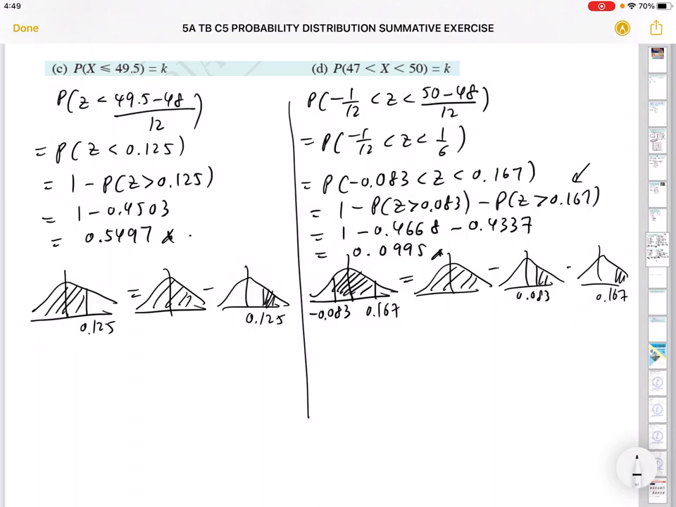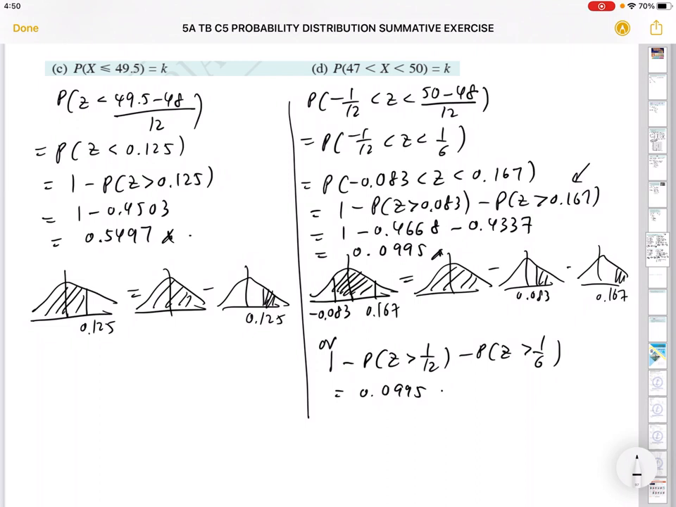But if you use this, 1 minus bz more than 1 over 12, if I leave it as a fraction, then your answer might be a little bit different, right? In this case it's the same, 0.0995. But sometimes you may have a different answer, as you know, in the earlier part that I've shown you. In part B, I think the answer is a bit different.